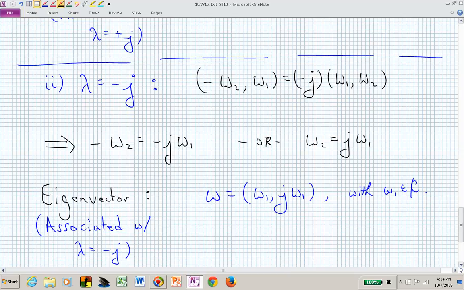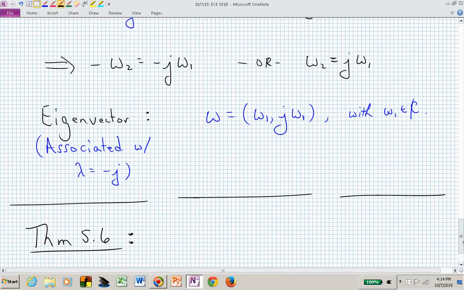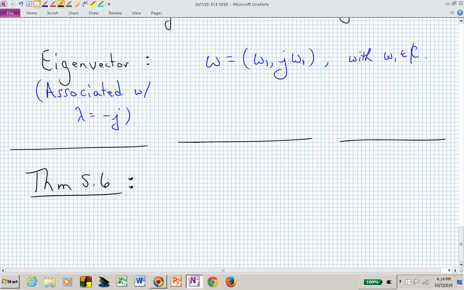This is now the eigenvector w1, j w1 for the eigenvalue at minus j. And that's what I was hoping you would go home and do after the last lecture, is to derive that, or try to find those eigenvectors associated with those eigenvalues.